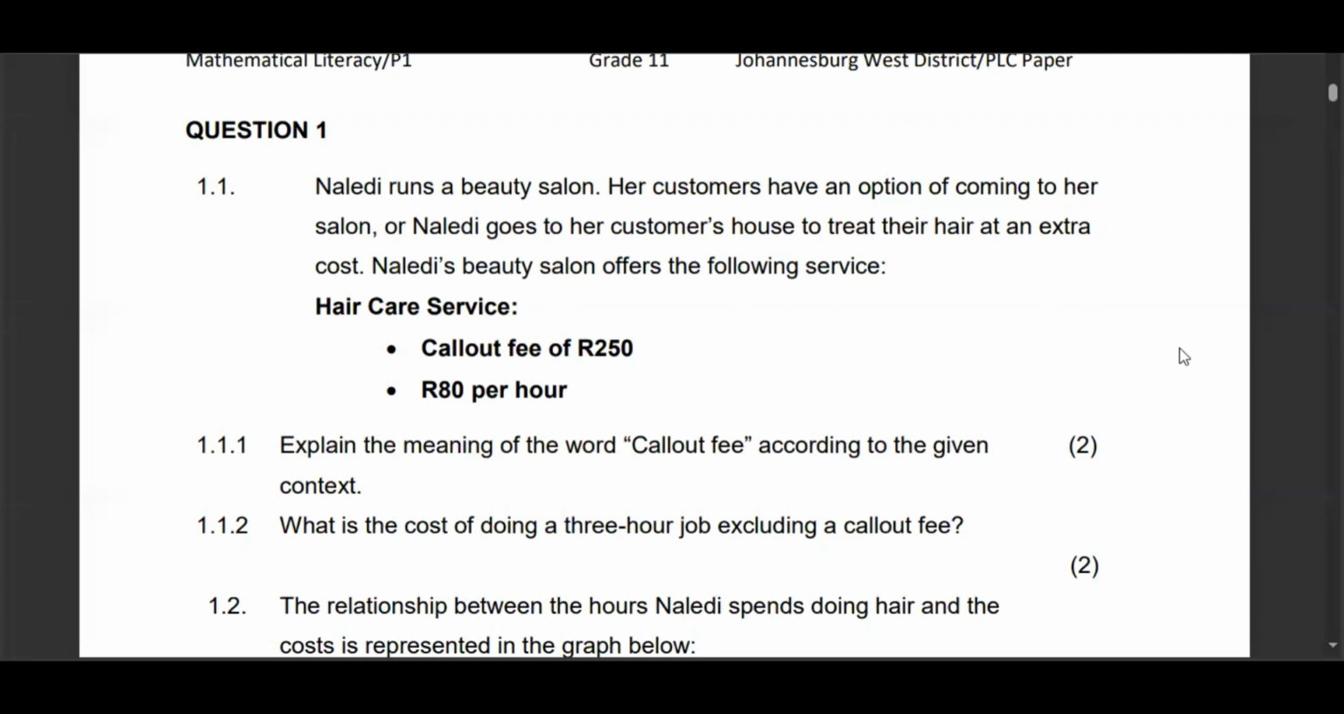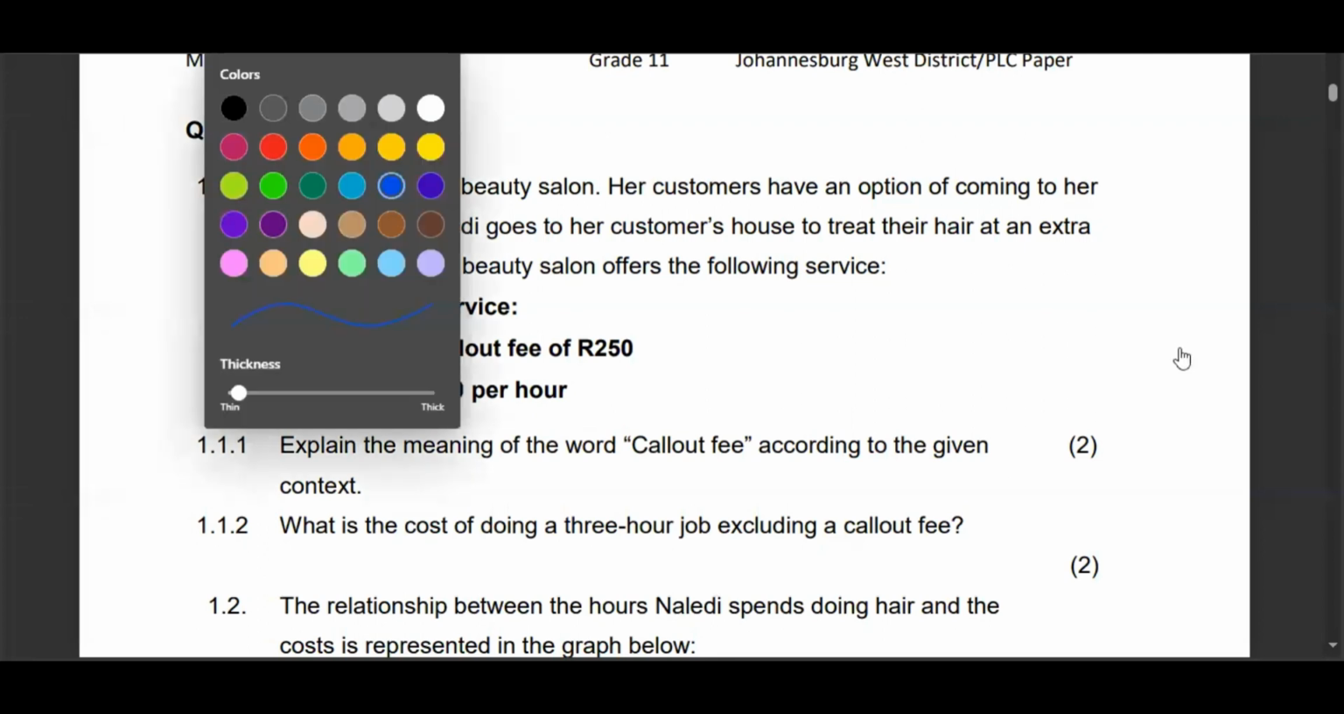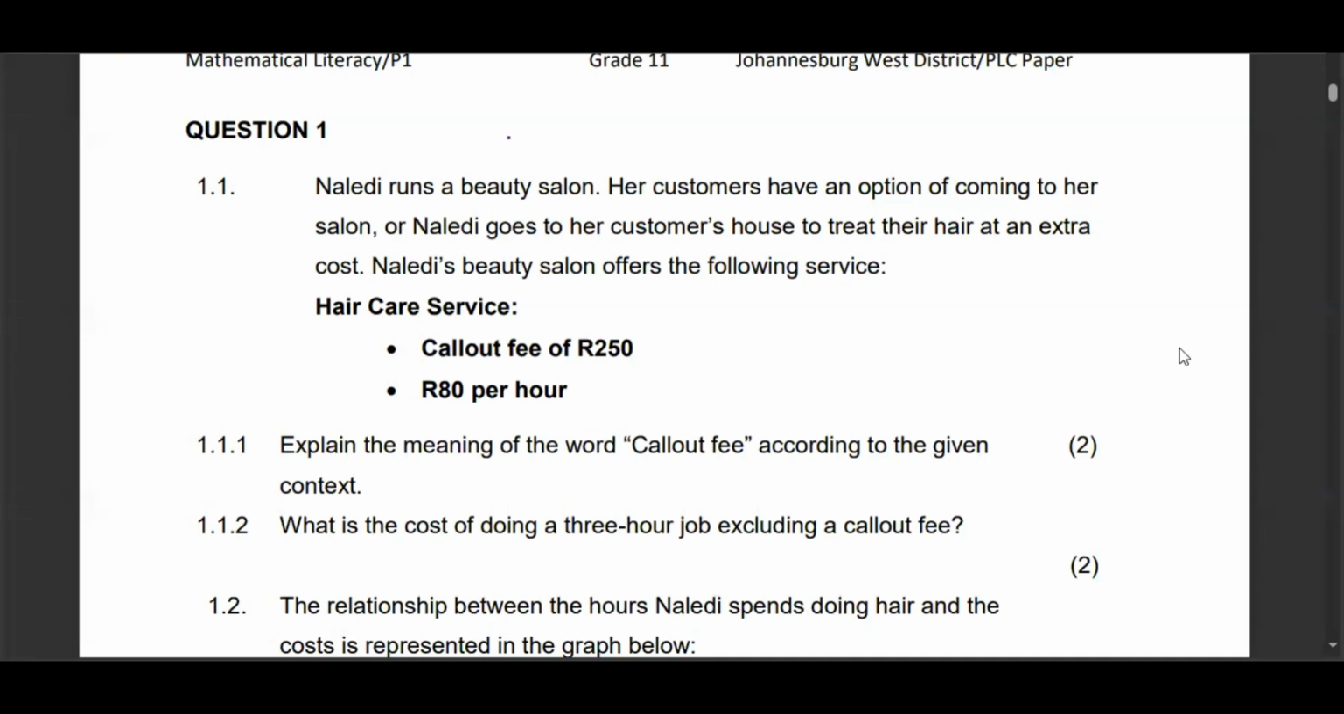Let's look at some solutions of question number 1, paper 1. All right, it's mathematical literacy. Naledi runs a beauty salon. Her customers have an option of coming to her salon, or Naledi goes to her customer's house to treat their hair at an extra cost.